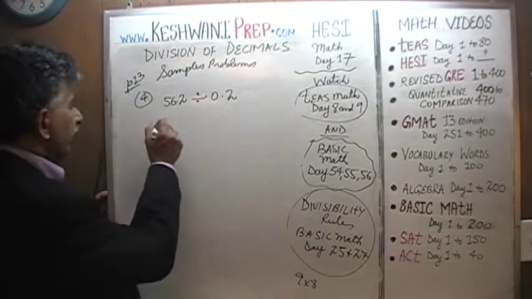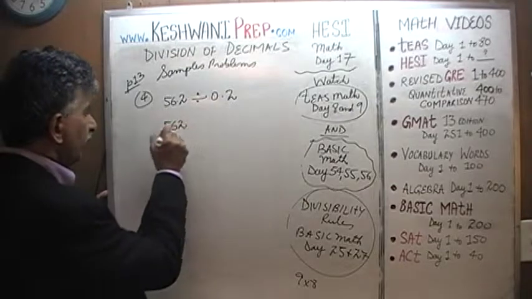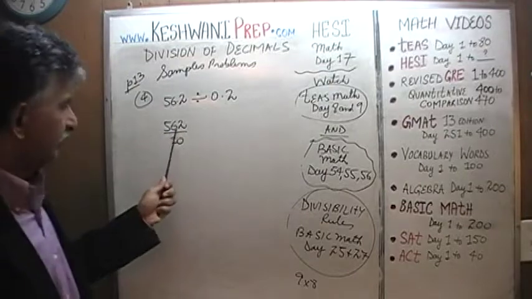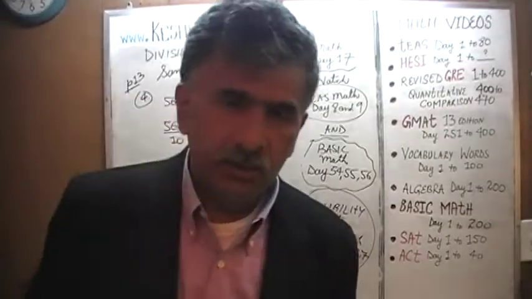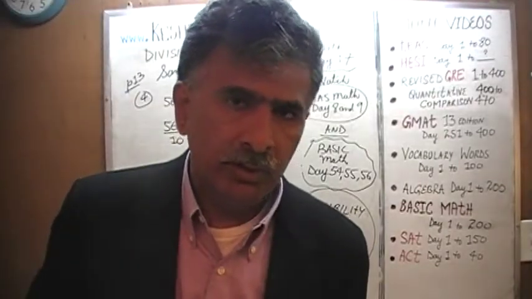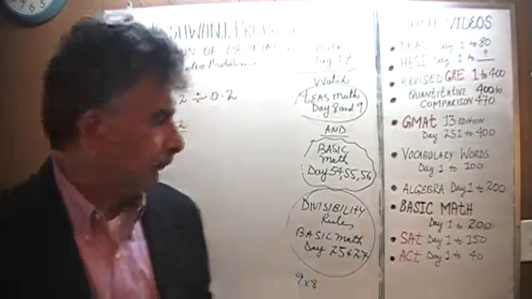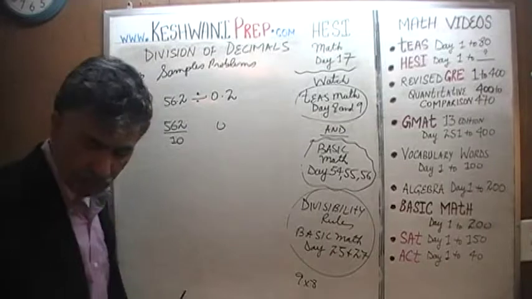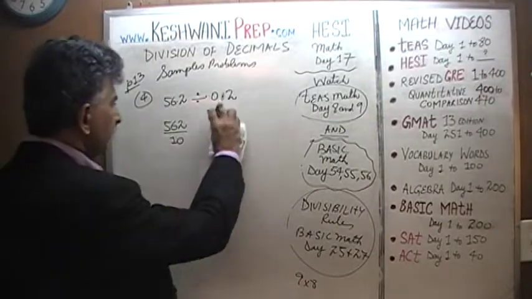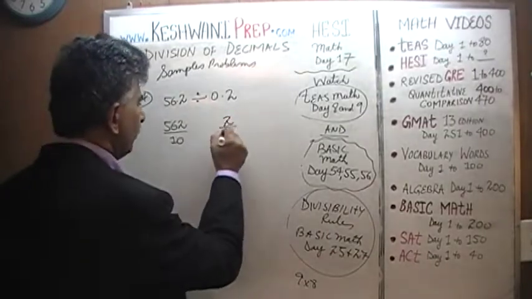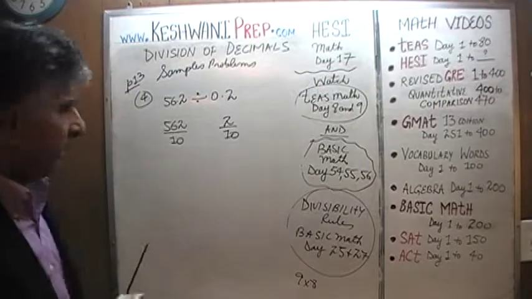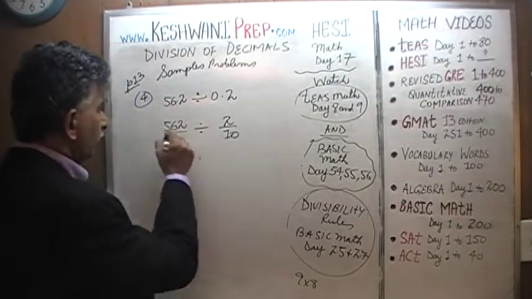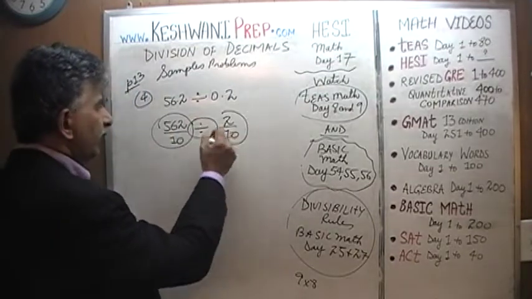56.2 can be written as 562 over 10, because if you take 562 and divide by 10, you get 56.2. So that takes care of that part. Similarly, 0.2 can be written as 2 over 10. And we are to divide these quantities, so we have one fraction being divided by another fraction.